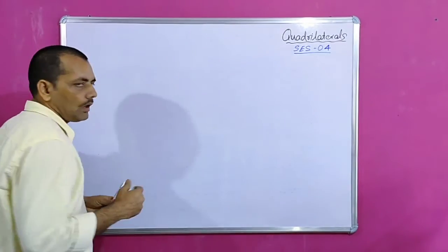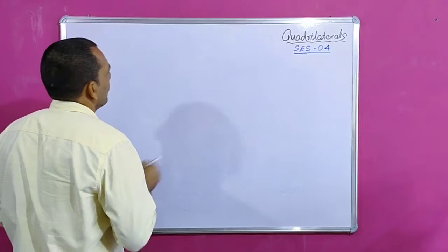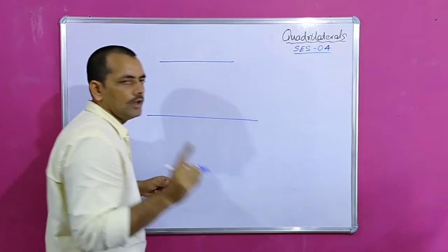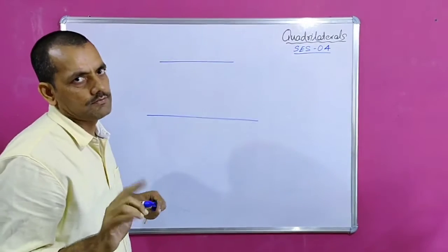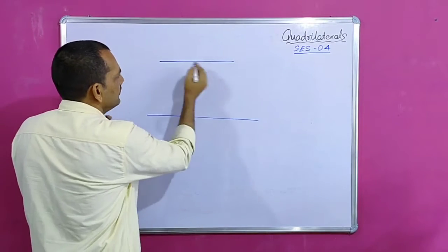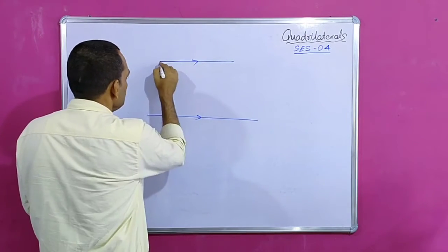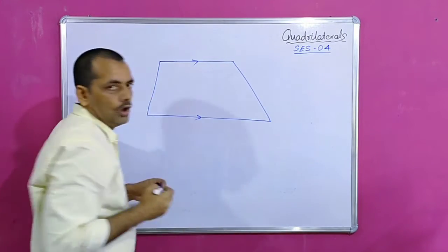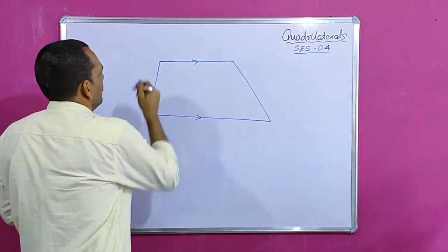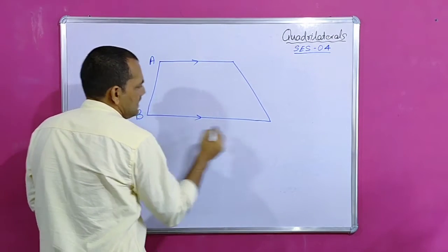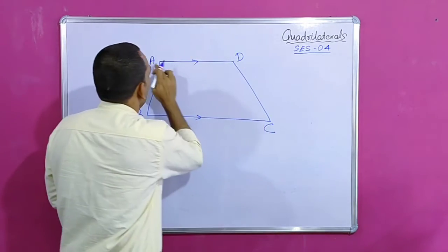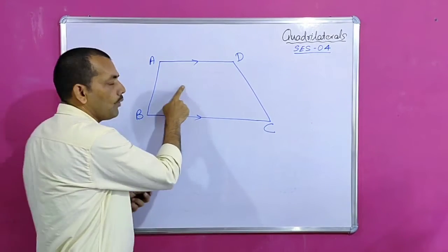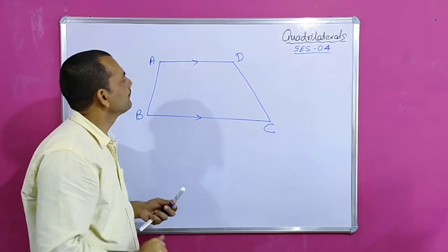Now, what is a trapezium? A quadrilateral with only one pair of parallel sides is a trapezium. That's it. It means these two sides are parallel. No other criteria. Just A, B, C, D, where AD is parallel to BC. Such quadrilaterals are known as trapezium.